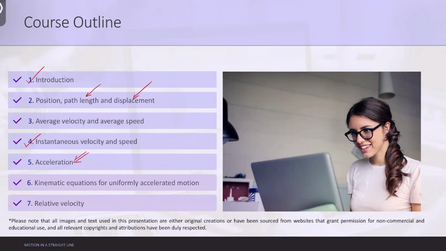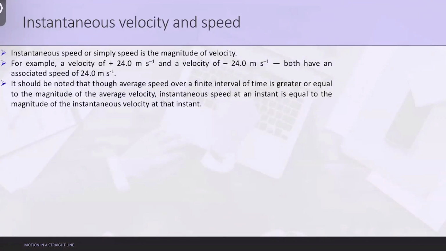We started the discussion of instantaneous velocity and speed by understanding what happens when we try to understand this graphically. Some numerical approach was used, and then finally one example was dealt with in which we understood the whole situation using differential calculus. Let us start the final discussion regarding that. Instantaneous speed, or simply speed, is the magnitude of velocity.